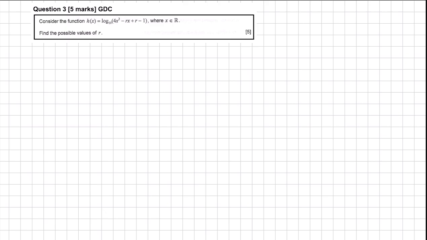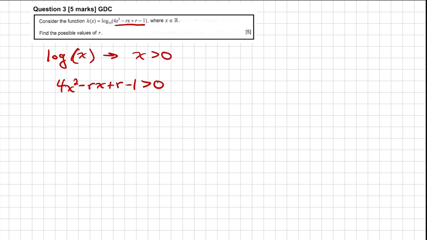Now we need to know that for any log function, say common log of x, in this case x, our input, needs to be greater than 0. So that's going to remain true for our problem statement. Our input here, which is 4x squared minus rx plus r minus 1, needs to be greater than 0, and that is a non-inclusive inequality. So we have a quadratic here, and we know that this quadratic needs to be greater than 0.